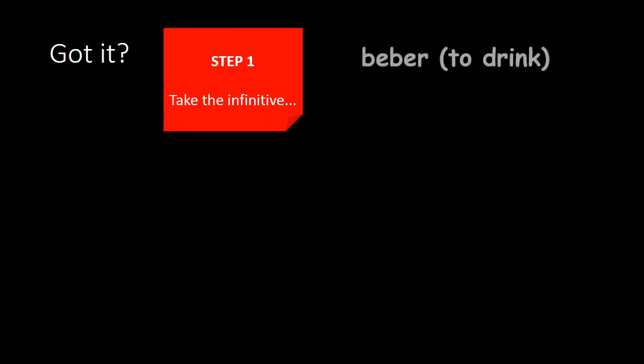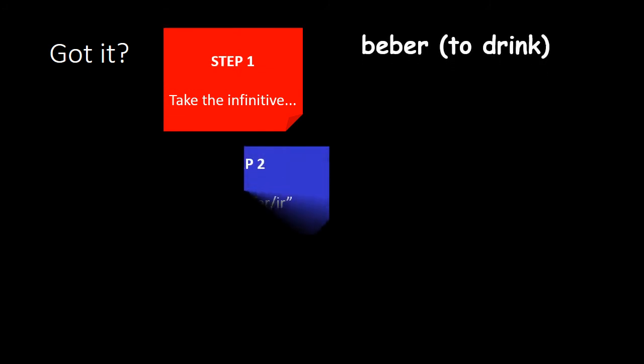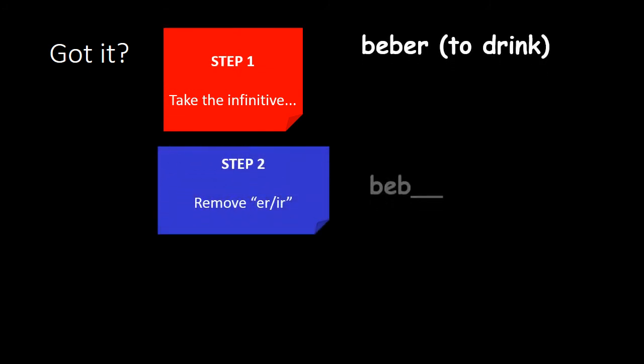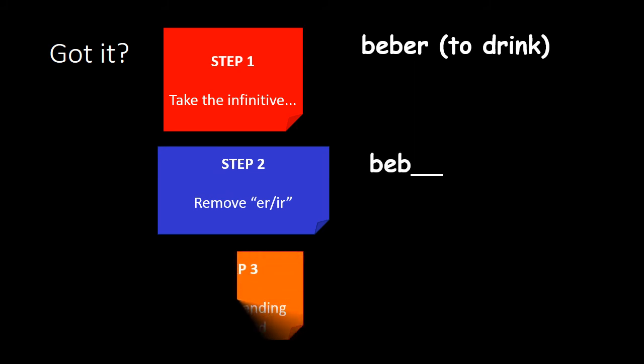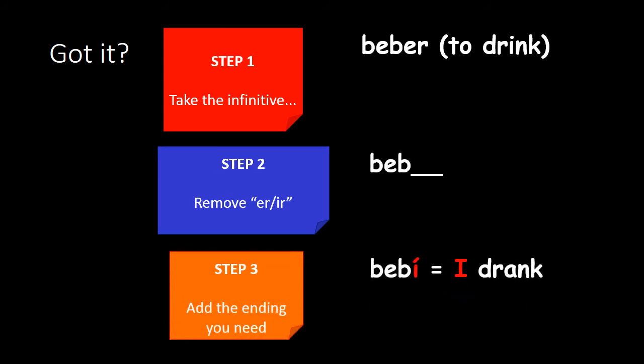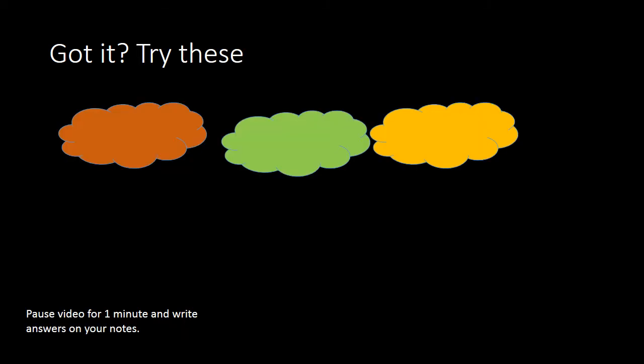Again, here's just a quick breakdown. For example, beber, to drink. Step 1, take the infinitive. Step 2, remove the ER or IR. Step 3, add the ending you need. If we want to say I drank, we use the í. So it's bebí, I drank. Okay, just another quick one.